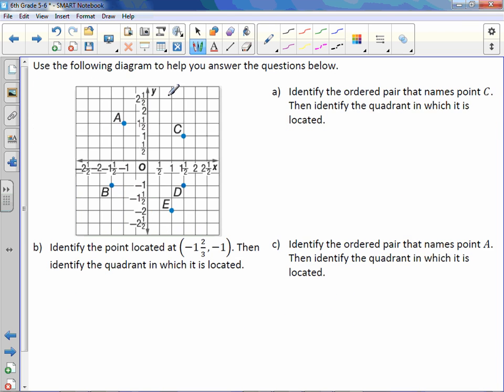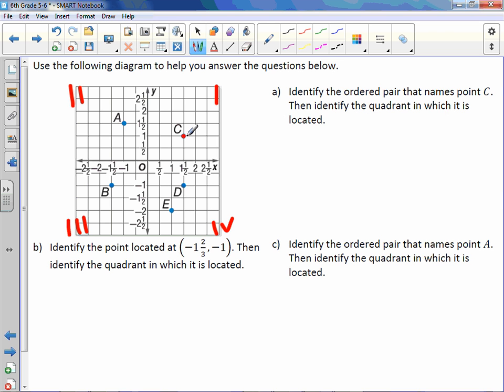Let's do some examples here. Use the following diagram to help you answer the questions below. Identify the ordered pair that names point C. Then identify the quadrant in which it is located. Now remember, we have quadrant 1, quadrant 2, quadrant 3, and quadrant 4. If you want to label your graph to start, there is no problem with that.